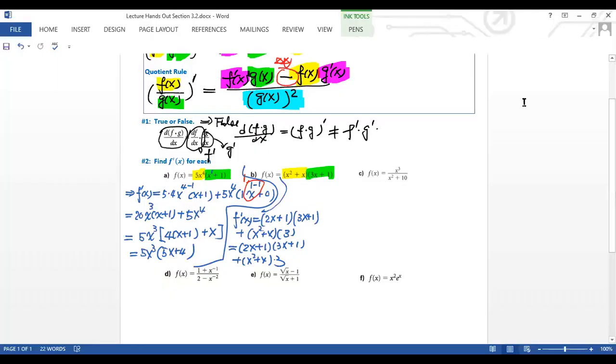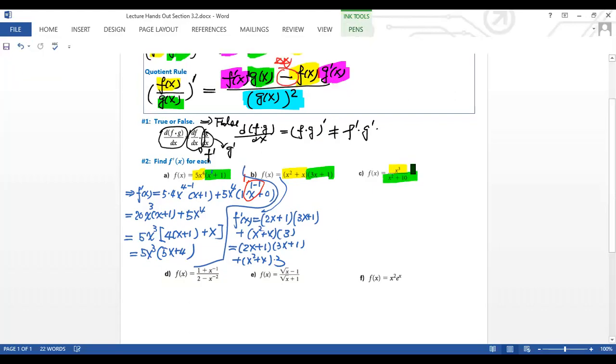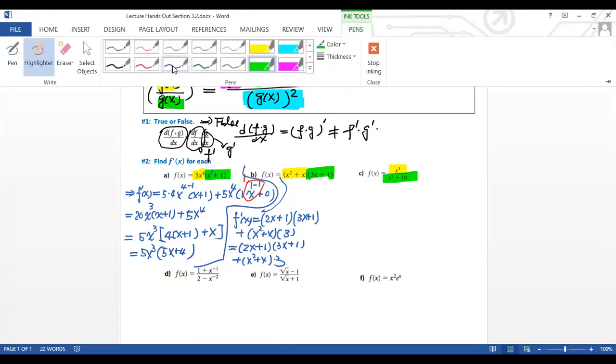Okay, so if you want to use your algebra skill to combine and simplify, that's fine. Just as long as you know how to do that, that's fine. Now the next one here is C. So this is the quotient rule. So the quotient rule, so it's x cubed, and let's color code that. This is x squared plus 10 here.